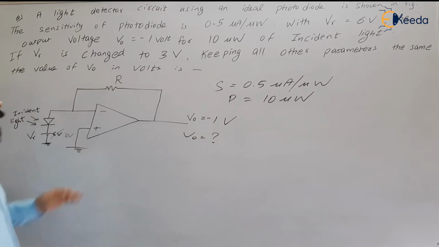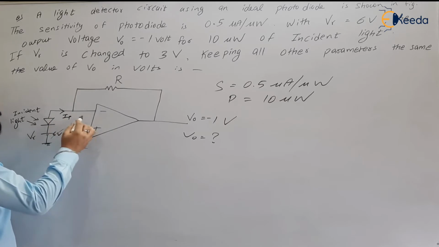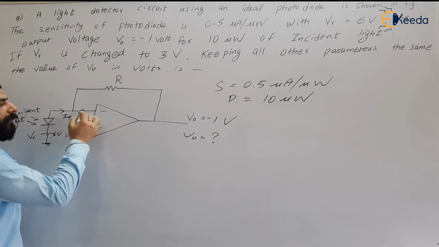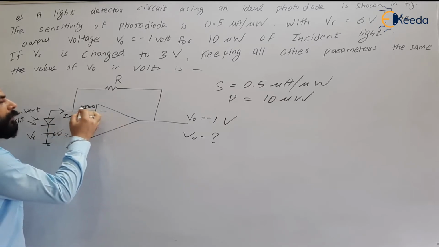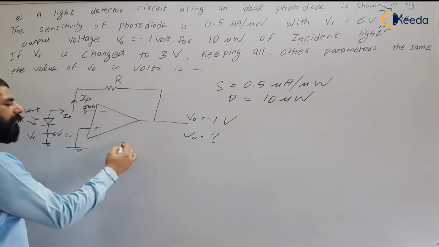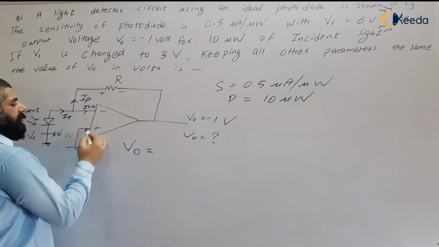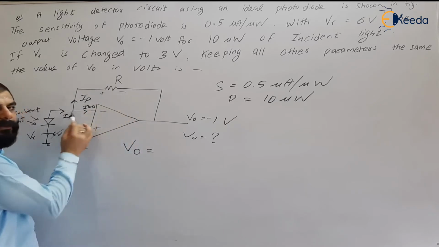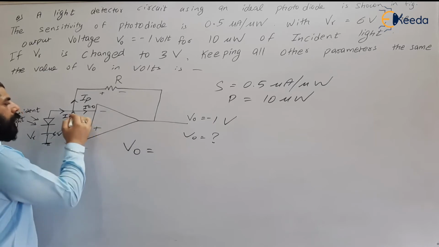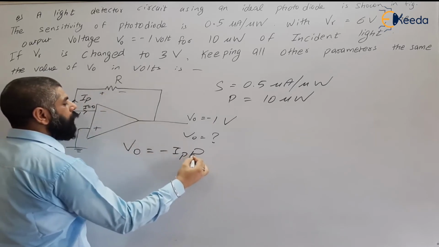Now see how much current is flowing; that is called the photo current. This is the ideal op amp, so the current entering into the op amp will be 0. So all the current will pass through this path. This node is at 0 volt because of the virtual ground concept. So the output voltage V0 is minus IP into R.